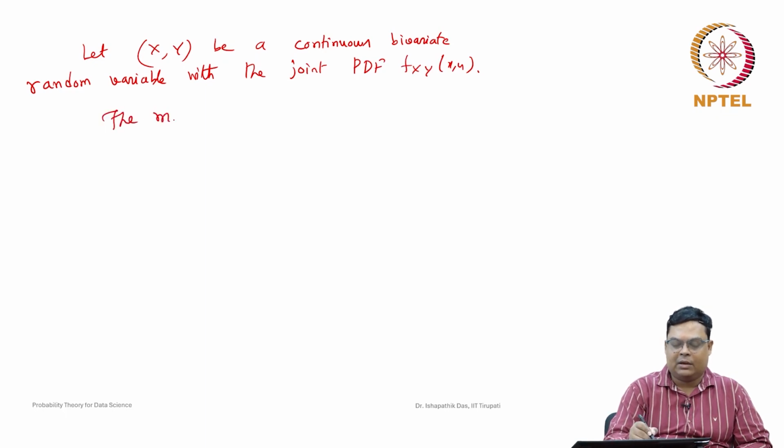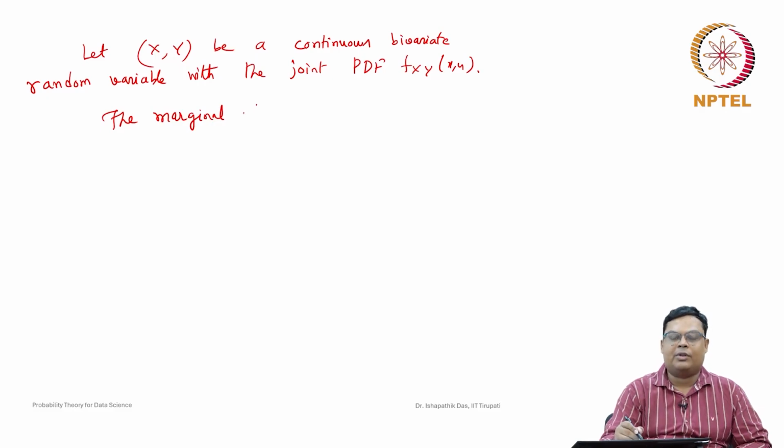The marginal probability density function we want to find, because X and Y are continuous random variables. So, we want to find the probability density function. In the case of discrete random variables, we already discussed how to find the probability mass function.